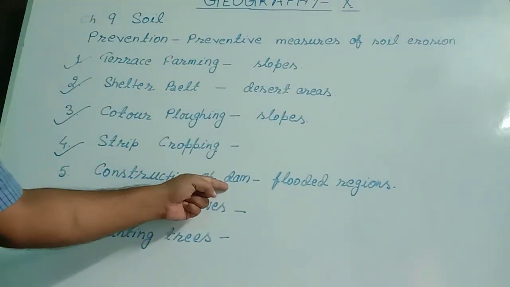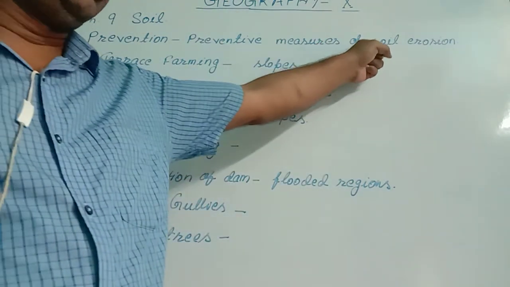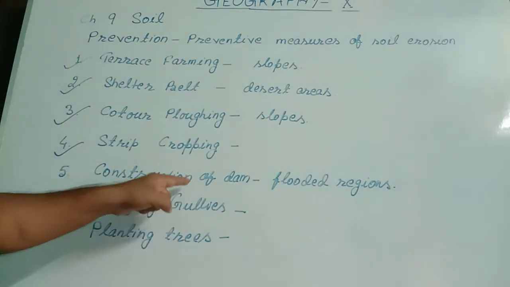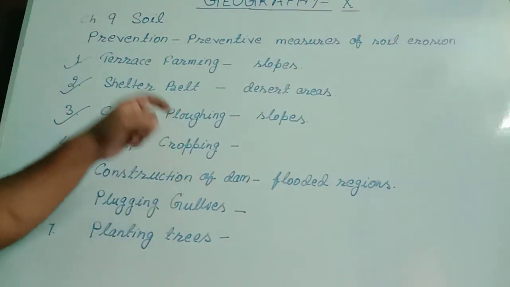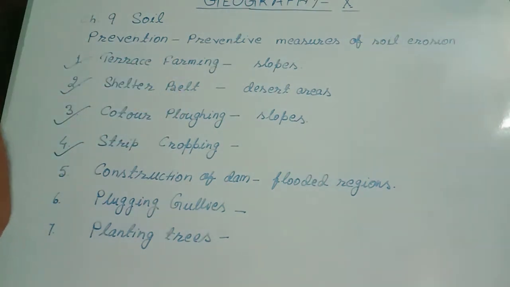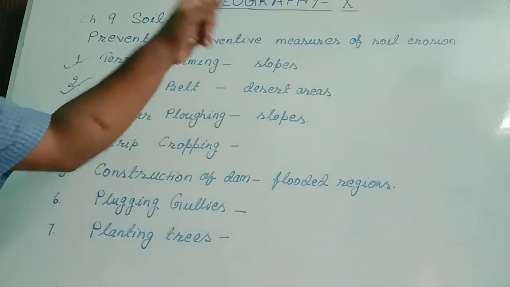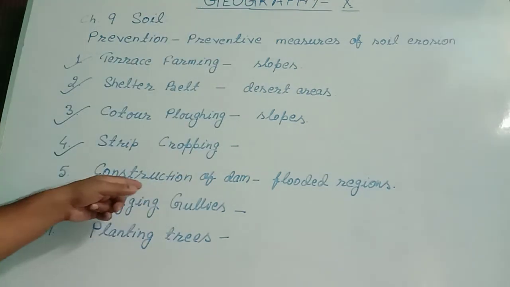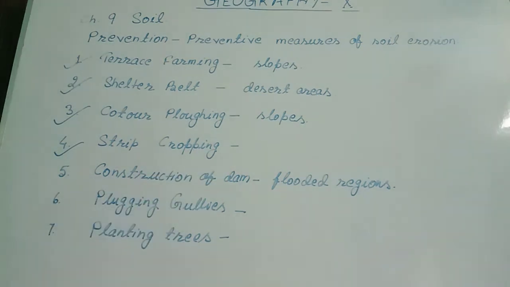Construction of a dam helps to check the soil erosion, because a dam allows water to flow in a controlled way. The water is stored so that it will not go above the banks of the river, and that water is used for several purposes. But the main factor is that soil erosion is checked by construction of a dam.